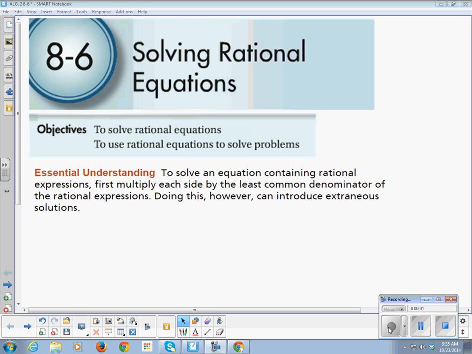Alright, this is Chapter 8, Section 6, Solving Rational Equations. Our learning objective is to solve rational equations and to use rational equations to solve problems.